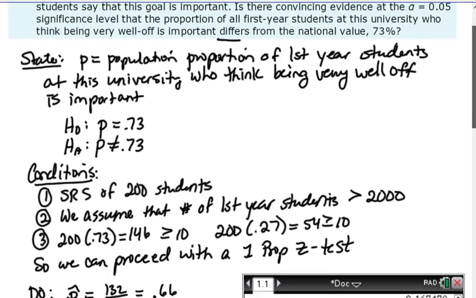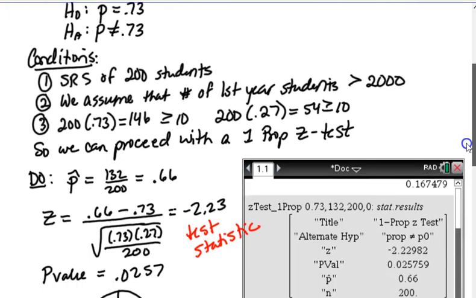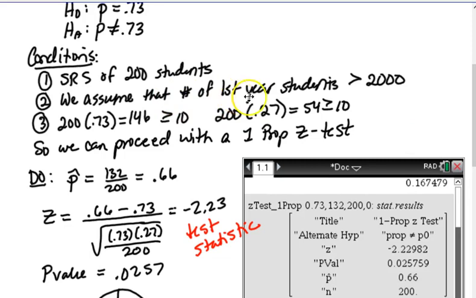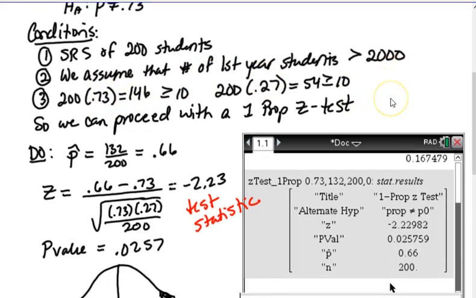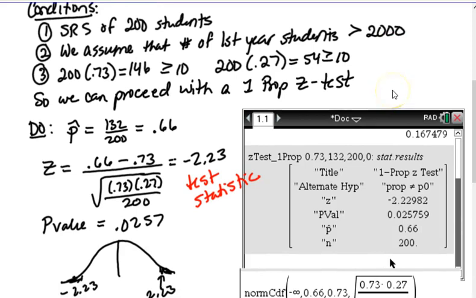The simple random sample of 200, we assume that the number of first-year students is greater than 2,000. So that's the same thing as saying we think 200 is less than 10% of the population. We think the population is greater than 10 times the number of students. We have the np and nq, both validated. Remember that the p is the p used in the null hypothesis. So we can proceed with a one proportion z test.